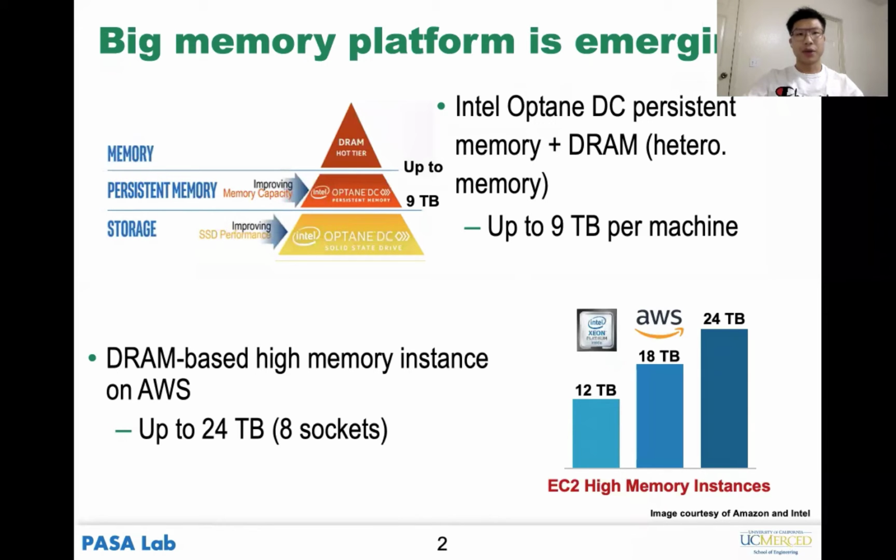I will introduce the background. The high-density, byte-addressable, non-volatile memory, NVM, is promising for implementing large-capacity big memory. For instance, the recent Intel Optane DC persistent memory could support up to 9 TB memory capacity on a single machine. Based on that, some cloud services, such as Amazon Web Services, released the high memory instance, which can provide up to 24 TB memory on an 8-socket machine.